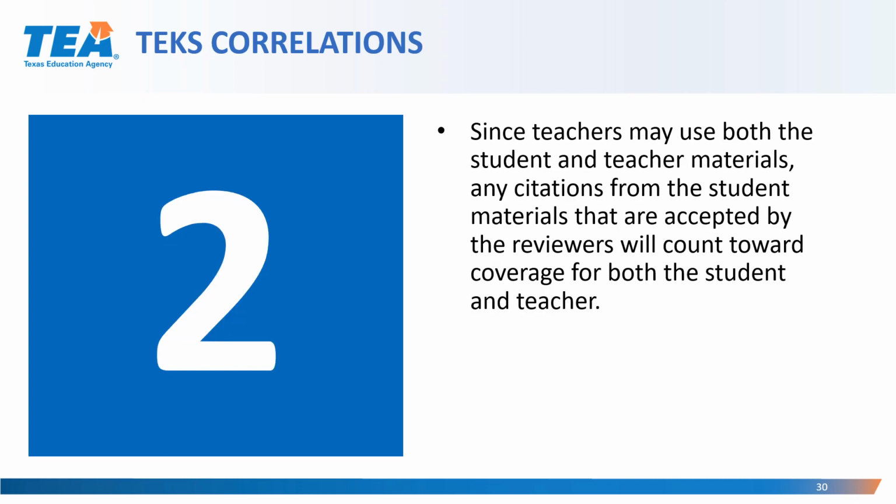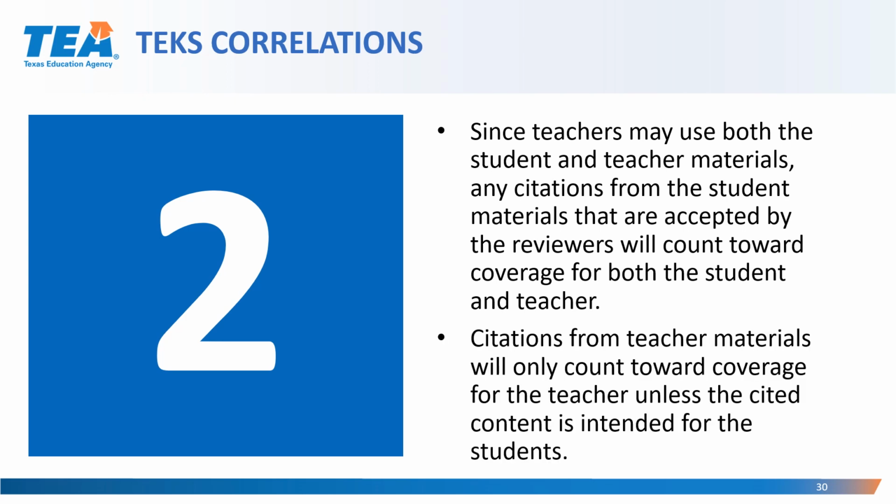If you remember from the previous slide, I said that you have to provide 2 citations for every breakout in both the student and teacher materials. So you may be thinking that that equals a minimum of 4 citations for every breakout. However, we understand that teachers may use both the student and teacher materials, so the citations you provide from the student materials will double as citations for the teacher material. As long as they are accepted by the reviewers, the citations you provide for the student materials will count towards coverage for both the student and the teacher.